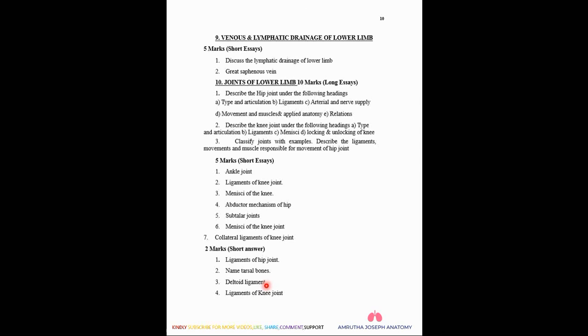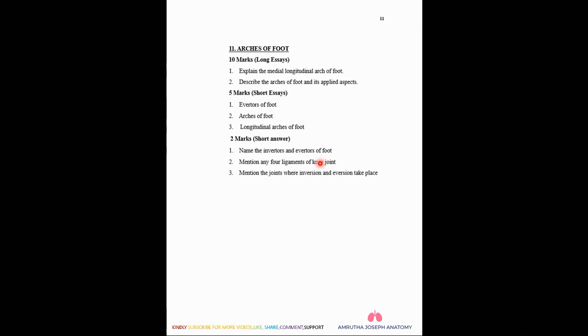Coming to arches of foot. 10 marker, explain the medial longitudinal arch of foot. Describe the arches of foot and its clinical aspects. So mention this. 5 marker, invertors of foot. So evertors of the foot also can be asked as a 5 marker. Arches of foot. Here you have to reduce your contents and be brief.